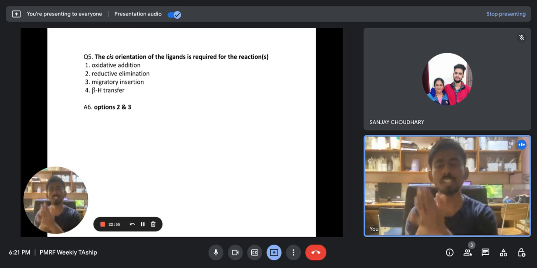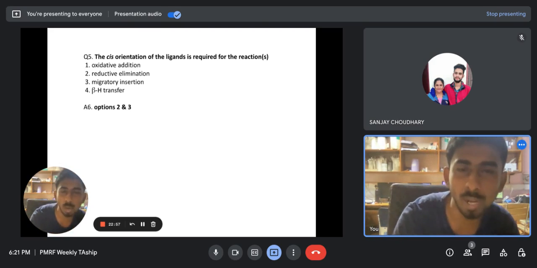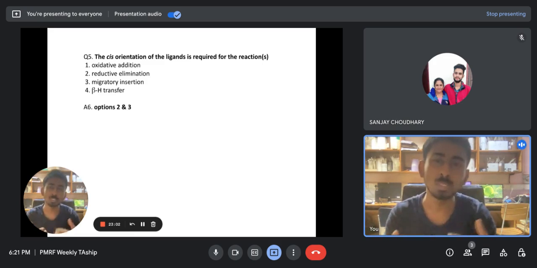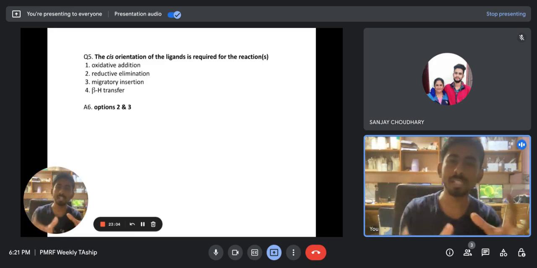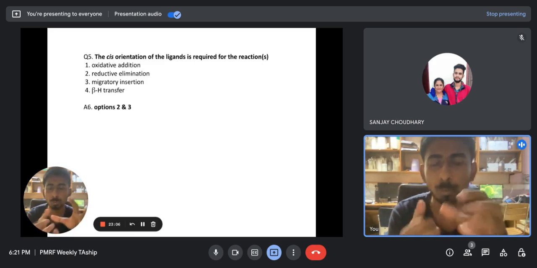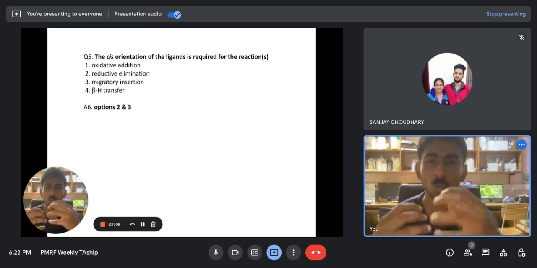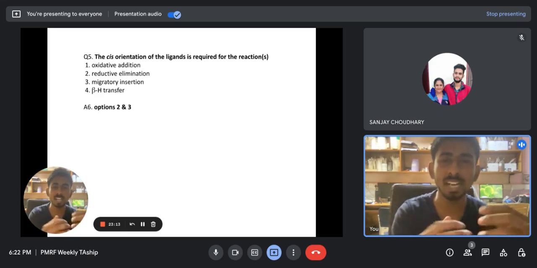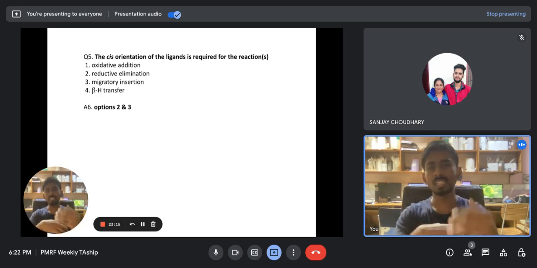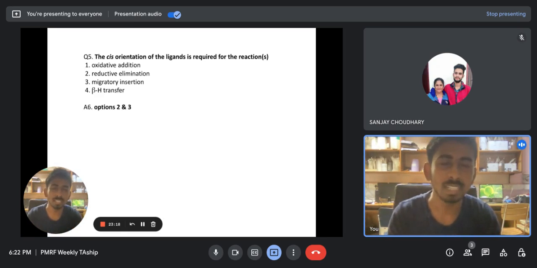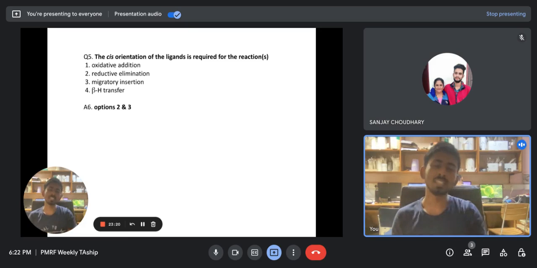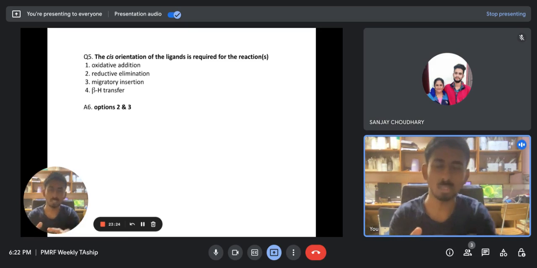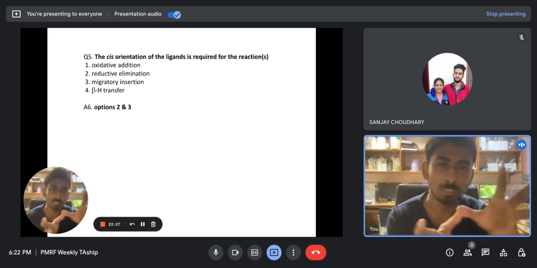But in case of reductive elimination, the cis orientation is quite demanding, because reductive elimination is the opposite of the oxidative addition. The two moieties should come in close proximity, in the cis orientation, to get eliminated reductively from the transition metal center. If they reside in a trans manner, anti to one another, then their reductive elimination is not possible at all. That's why for reductive elimination, the cis orientation of the fragments is required.